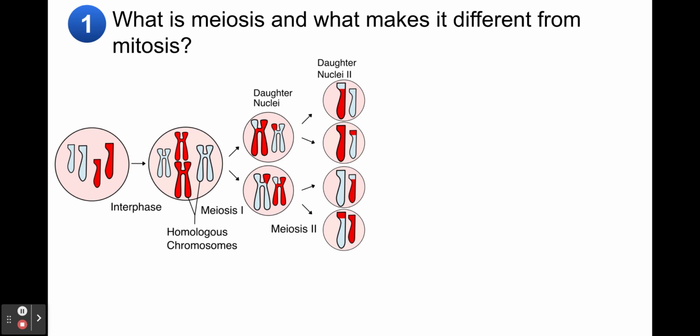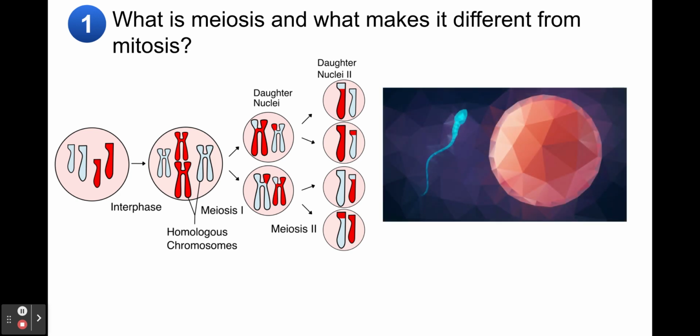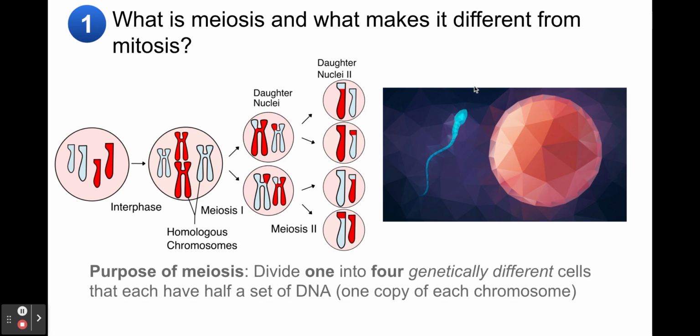Here is a picture showing meiosis. You do not need to copy down this picture. We'll go through the details of the steps in a little bit. This is a process that is involved in creating your sex cells. You can see an egg cell and a sperm cell in the second picture. And the purpose of meiosis is to divide one cell into 4 genetically different cells that each have half a set of DNA, only 1 copy of each chromosome.